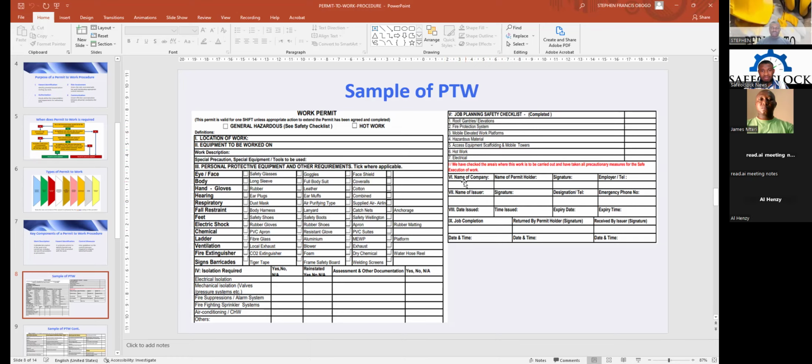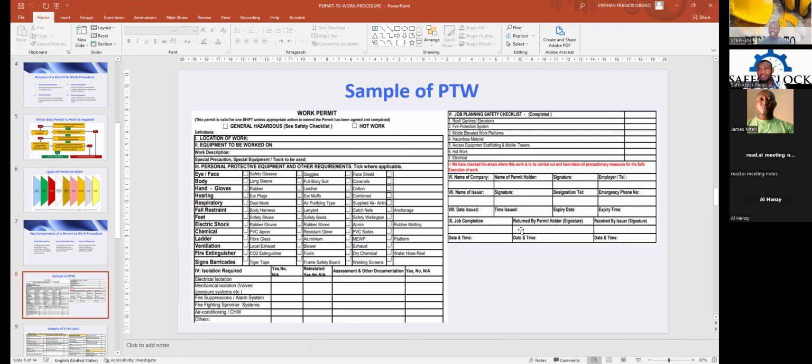And if you see below it, you see name of company. It could be because we deal with a lot of subcontractors coming to do a lot of maintenance work. You see the permit holder or the permit receiver. In some cases, they can say permit receiver. You have the signature, the mobile number, permit issuer, signature, designation, emergency phone number, date of issue, time of issue, expiring date, expiring time. If the job is completed, the permit has to be returned.